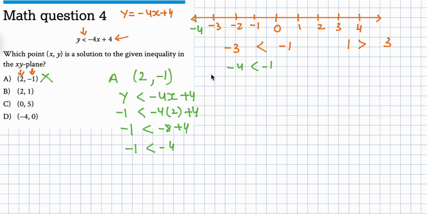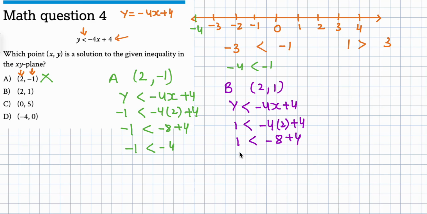Now let's check for B. So B is 2 and 1. Our inequality is y is less than negative 4x plus 4. So y is 1: 1 is less than negative 4 times 2 plus 4. 1 is less than negative 8 plus 4. 1 is less than negative 4? No. 1 is a positive number and it's a negative number. So 1 is greater than negative 4. So again this inequality is not satisfied. That means option B is also eliminated.